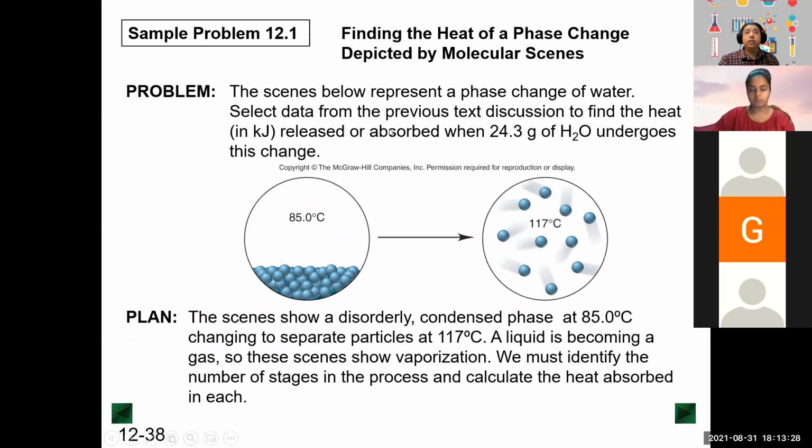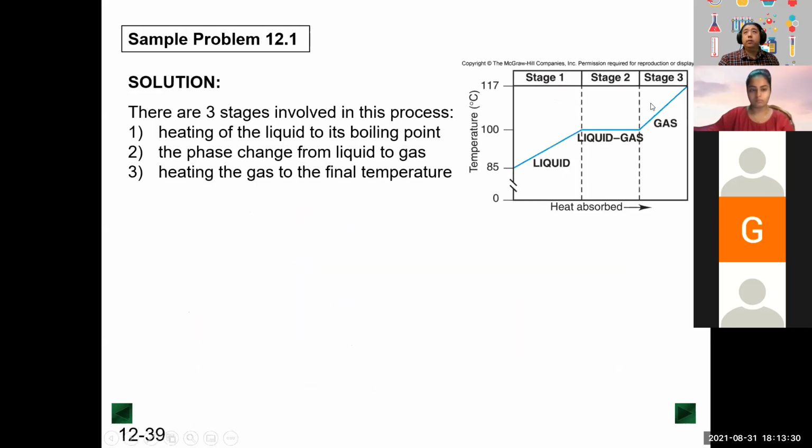Okay, so let's take a look at what the results are here. There's three phases: 85 to 100, 100 to 100, liquid to gas, and then 100 to 117. So these are three different calculations that we're going to work with. You have to account for each of these lines. Yes.